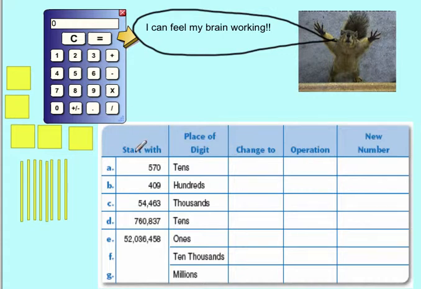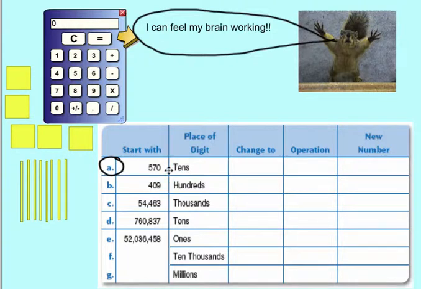We have a chart down below with numbers that we're going to start with, and the places of digits we're going to focus on. We're going to be changing the digit that we're told to change to a certain number by adding or subtracting to get a new number. All right, let's start with A here. I have the number 570.